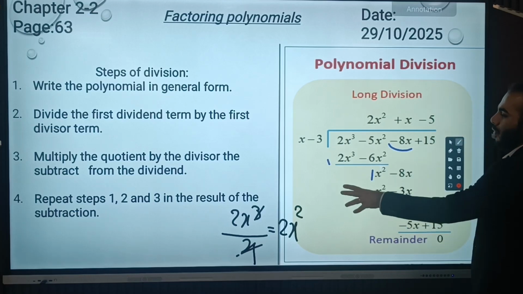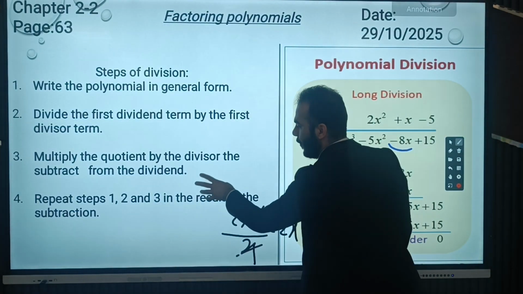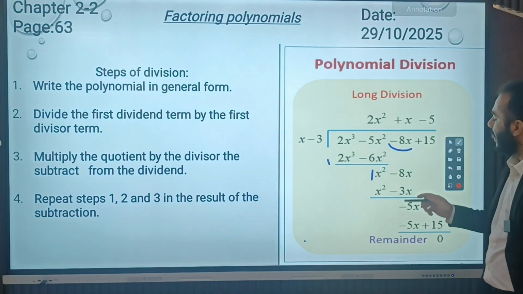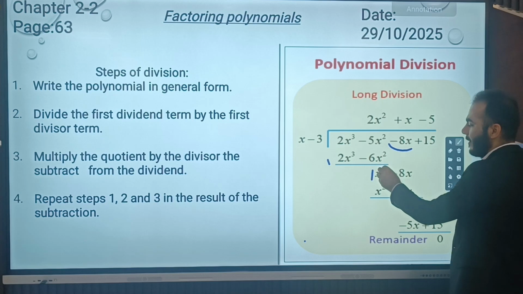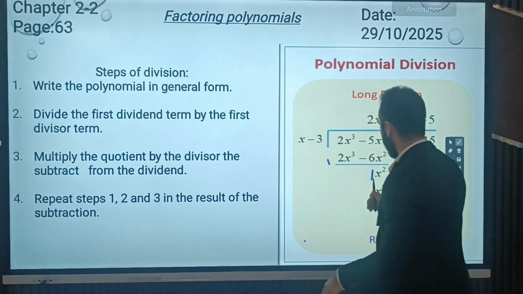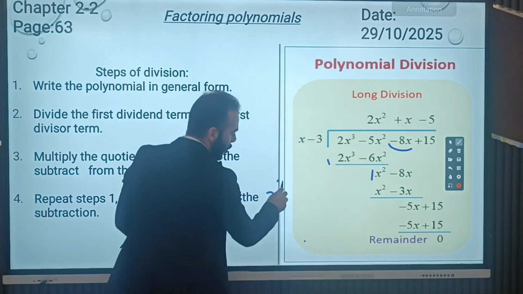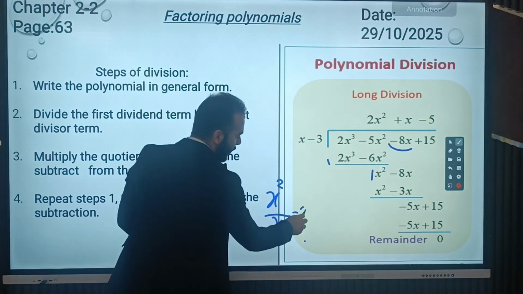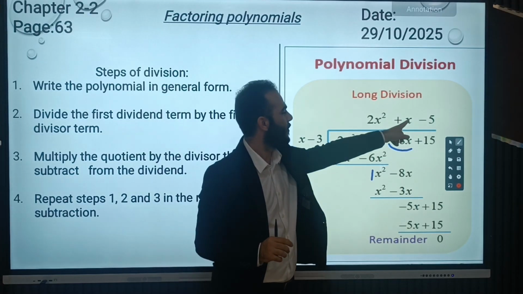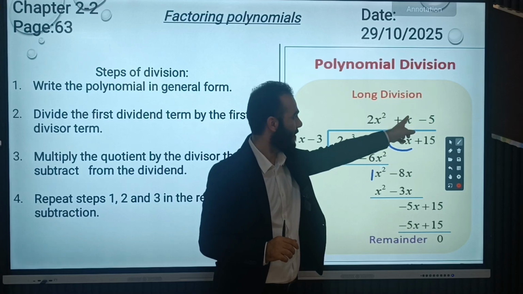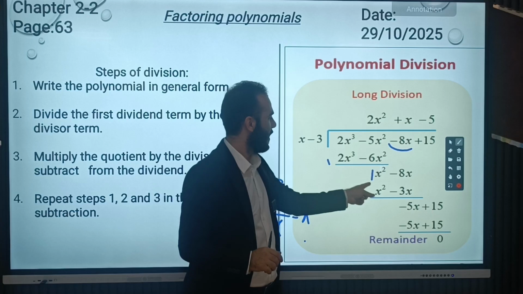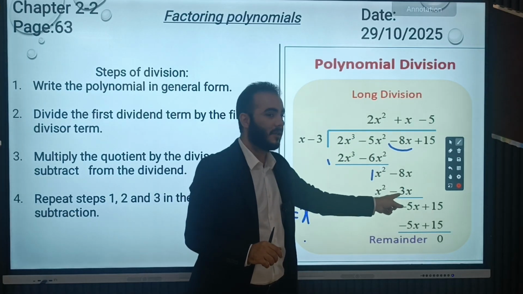Right now, again, the same process. Repeat steps 1, 2, and 3 in the result of the subtraction. So let's just repeat it. We said the first term of the dividend, so the first term here is x squared, divided by the first term of the divisor. So x squared divided by x, rewrite x, 2 minus 1, 1. So it's x, only x, as you can see here. So multiply that quotient that you got by the divisor and then subtract it. So x times x, x squared, x times negative 3, negative 3x.